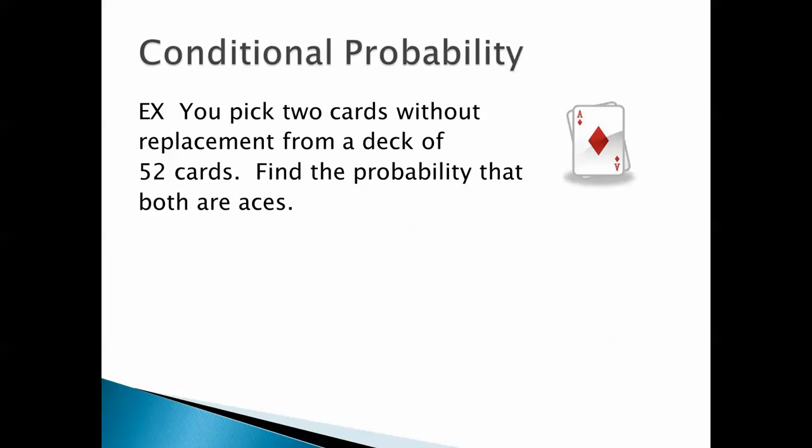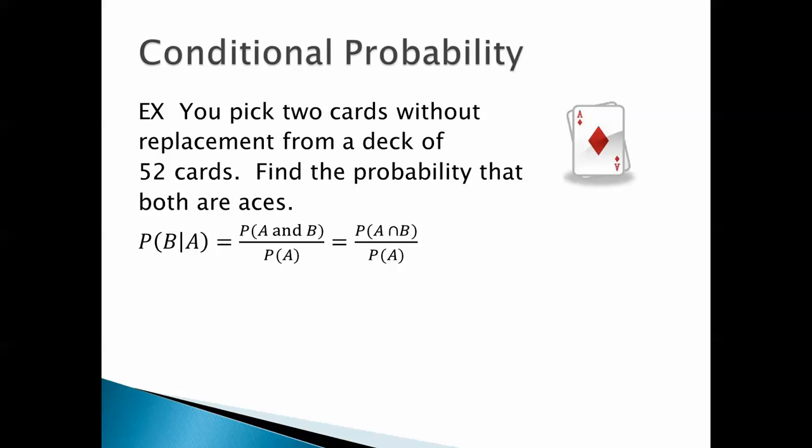You pick 2 cards without replacement from a deck of 52 cards. Find the probability that both are aces. Okay, again, we'd use this formula. Probability of B given A is the probability of A and B over the probability of A.